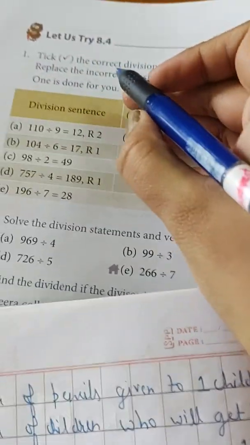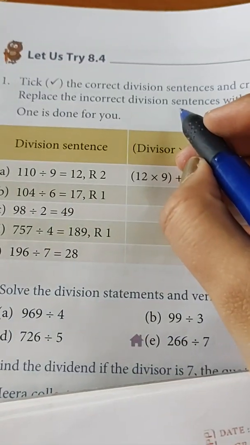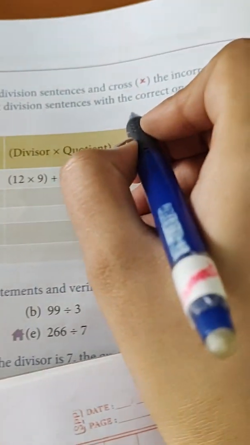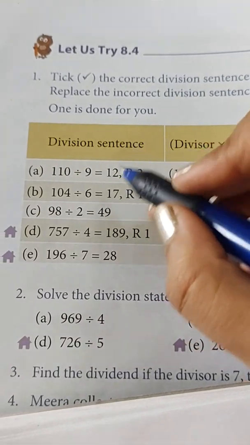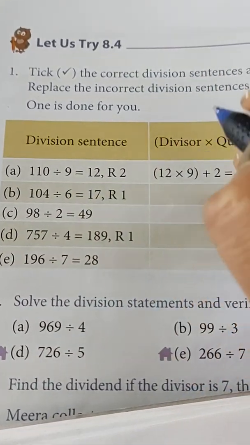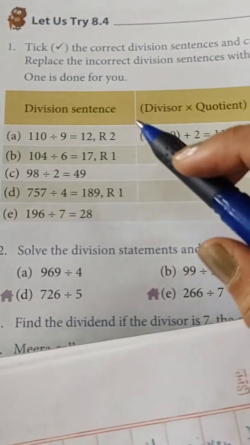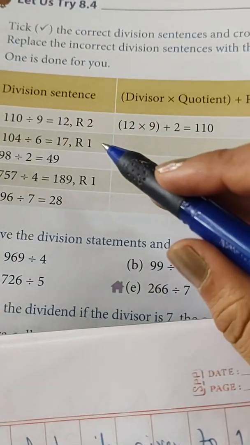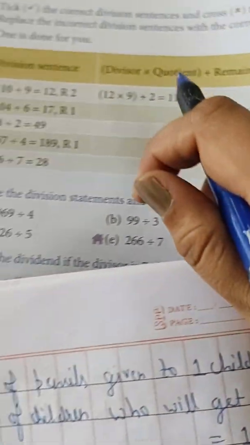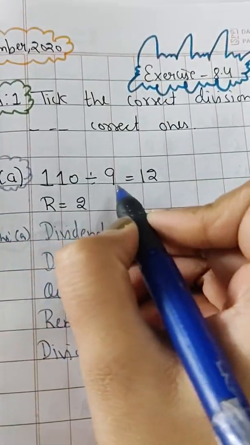First question is: tick the correct division sentence and cross the incorrect ones. Then replace the incorrect division sentence with the correct ones. One is done for you. As you can see, these sentences have been given to you. You have to use this formula and check whether it is coming correct. If it is coming correct, we have to put a tick, and if it is coming wrong, then we have to put a cross. So firstly, your first sentence in this question is 110 divided by 9 is equal to 12.